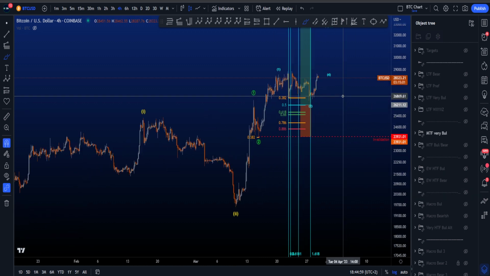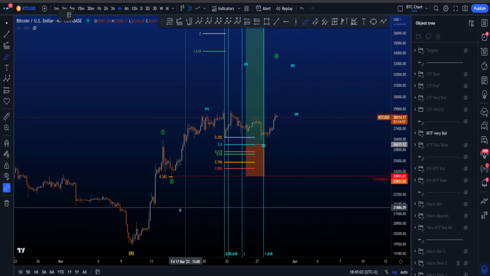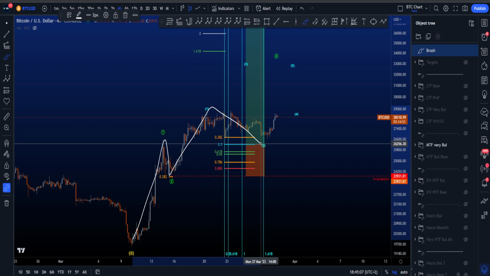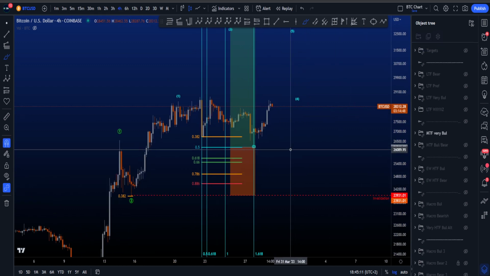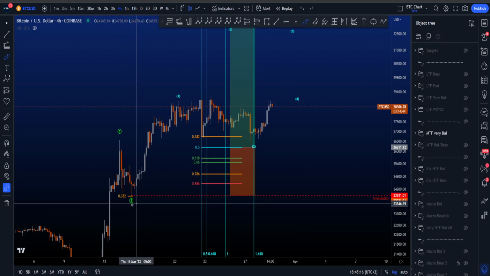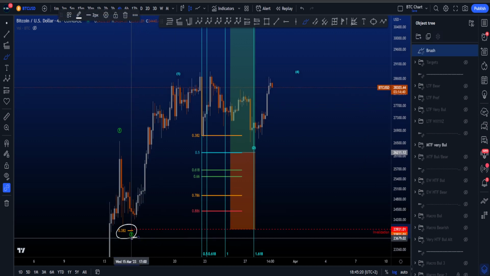Now, if we then do zoom in a little bit, because of course this scenario is still valid and we have to take it into account, we have a potential 1-2 in green and then another 1-2 in blue before we then expect a lot more upside to come. In this scenario, this wave 2 in green, however, and that's unfortunate, it didn't hit the 0.382. It actually just missed out on hitting the 0.382.